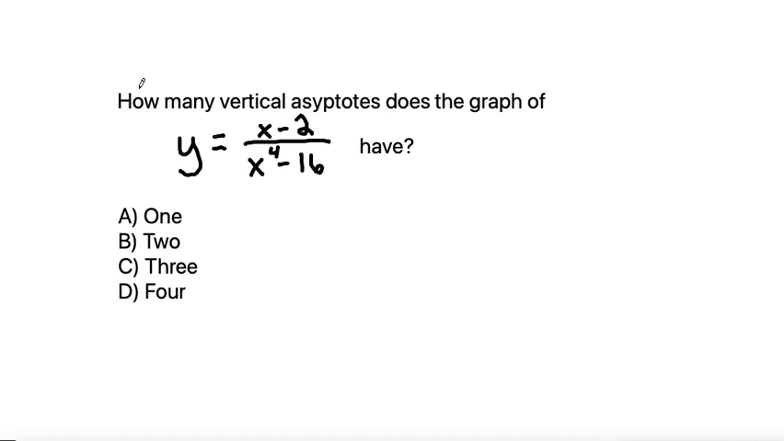So this problem says, how many vertical asymptotes does the graph of y is equal to x minus 2 over x to the fourth minus 16 have? Is it 1, 2, 3, or 4?